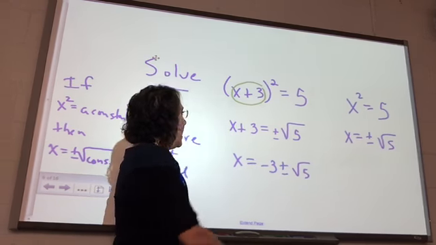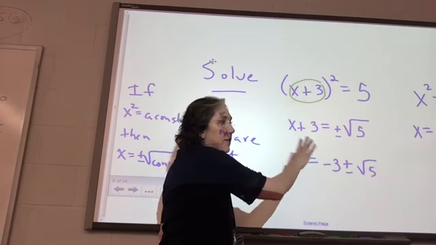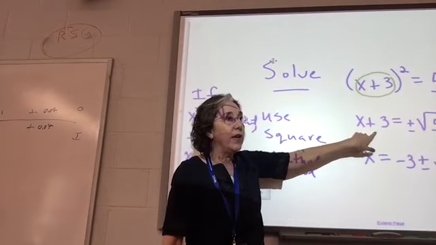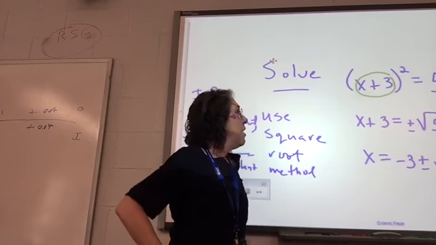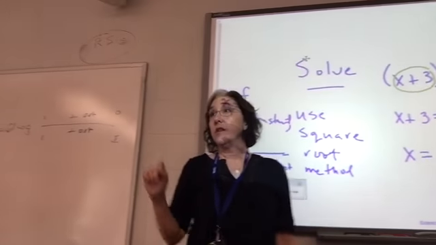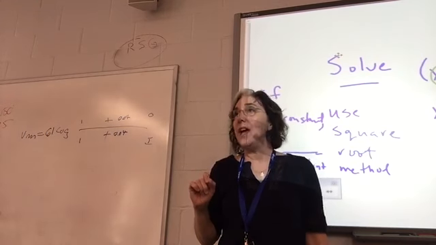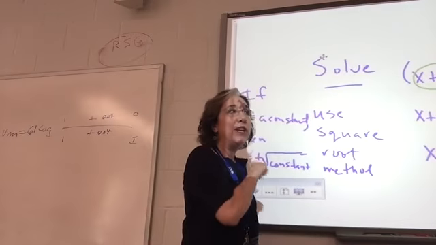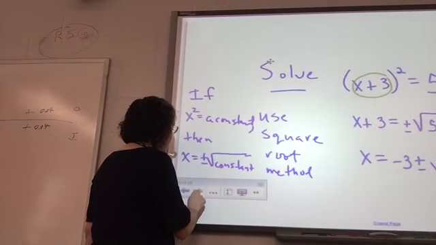Yes, ma'am. And so then we still have to solve it for x. So we subtracted 3 to have it completely solved for x. Here it's solved for x plus 3. Now it's solved for x. Okay, we good on that? All right. So the square root of x plus 3 went away because we used the square root method, not because we took the square root of both sides, which tends to cause students to make mistakes.